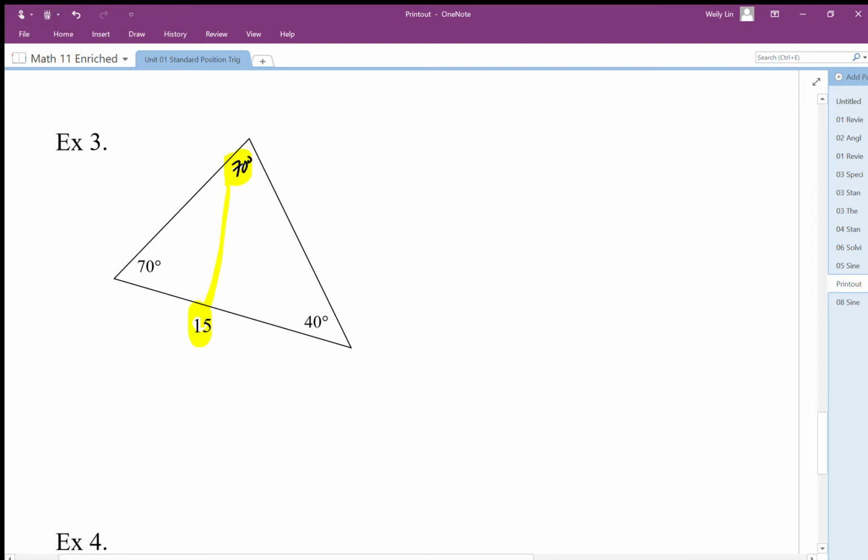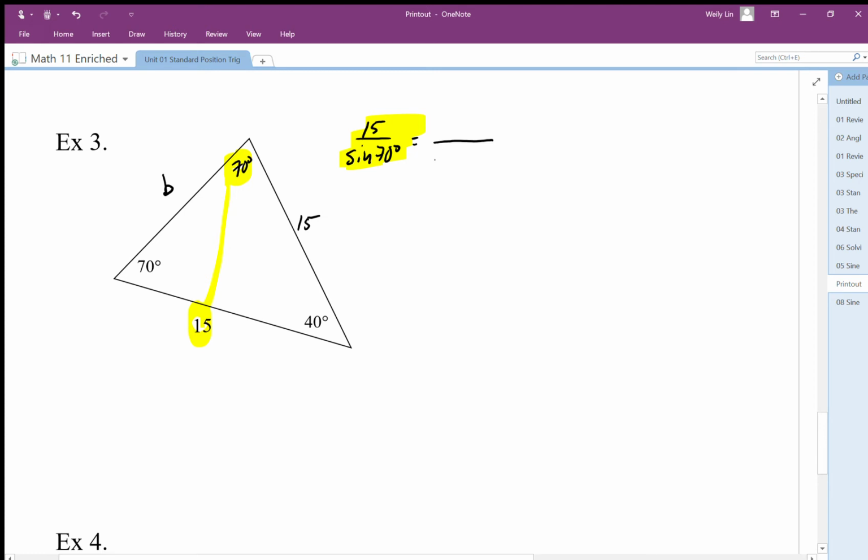I'm going to set up my sine law ratio. So 15 over sine of 70 degrees is equal to, and that is my angle and opposite side pairing. Now this one happens to be isosceles, so we could probably simplify this problem and say that this side is 15, and we only have that other side here, which we'll call side B. We only have this side and angle, opposite side pairing to solve for.